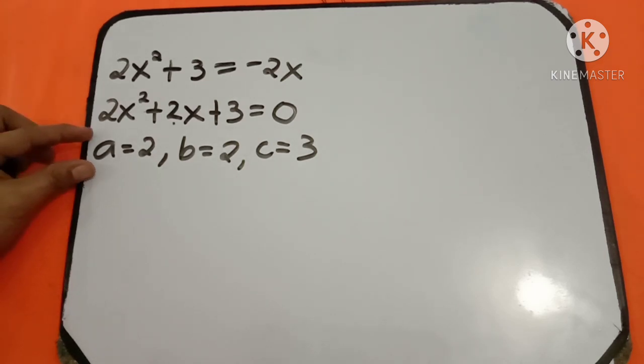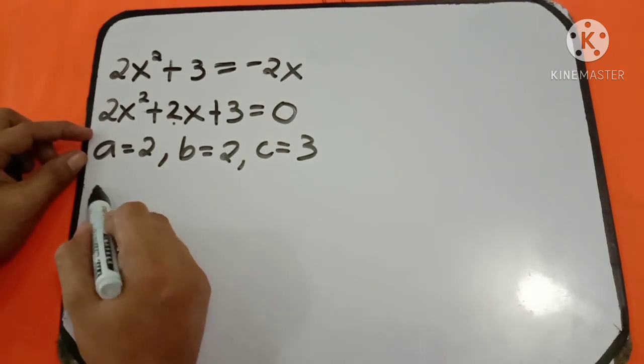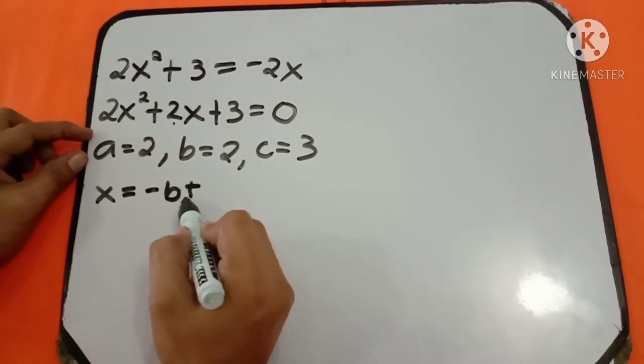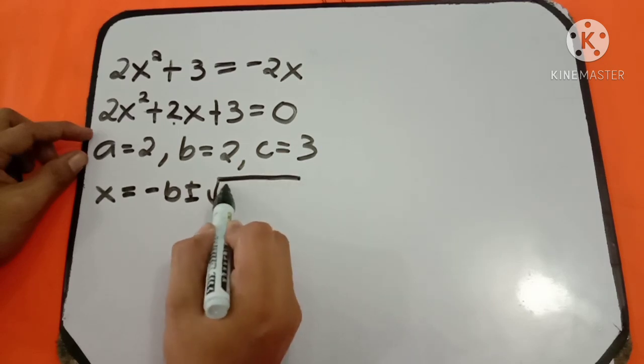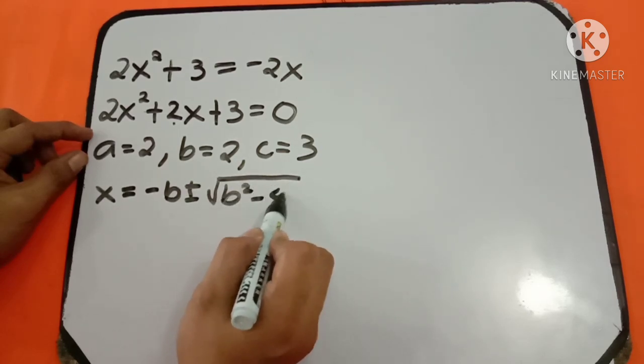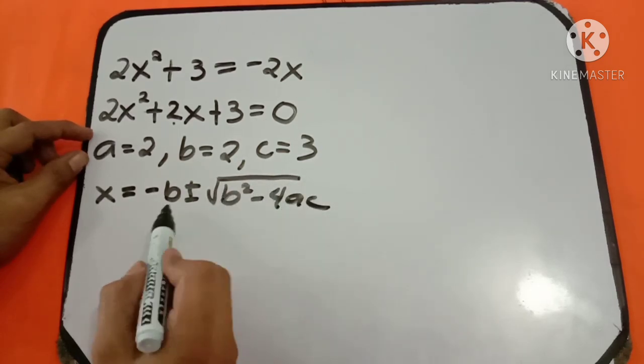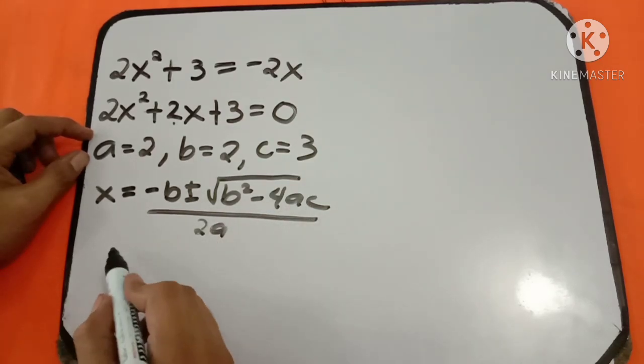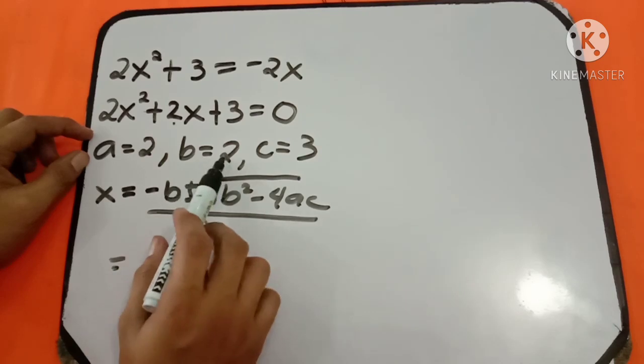So we can substitute this to the formula of a quadratic. So again, the quadratic formula is x is equal to negative b, positive negative the square root of b squared minus 4ac all over 2a. Then we simply substitute. Our b, we have here 2. So we have positive 2.